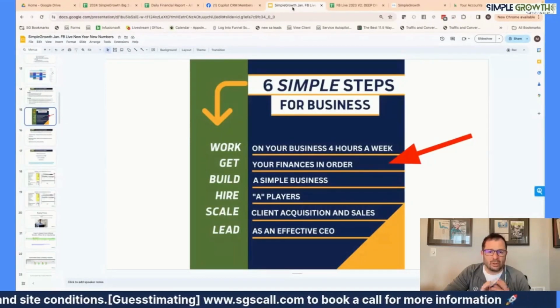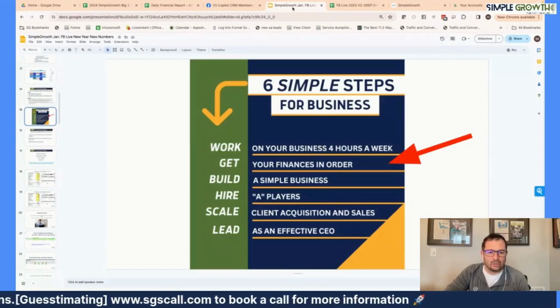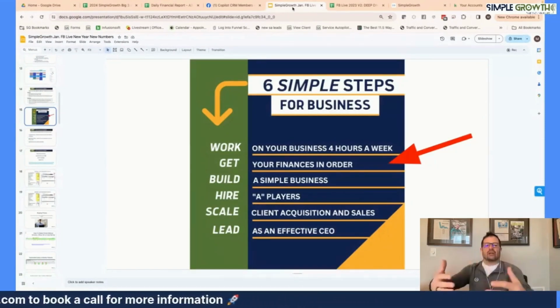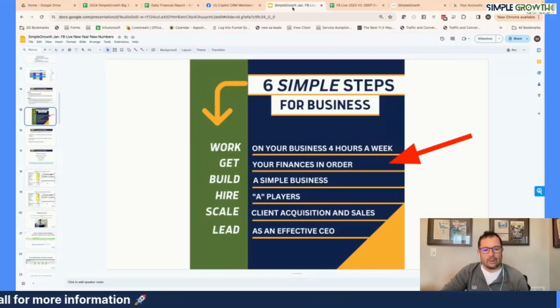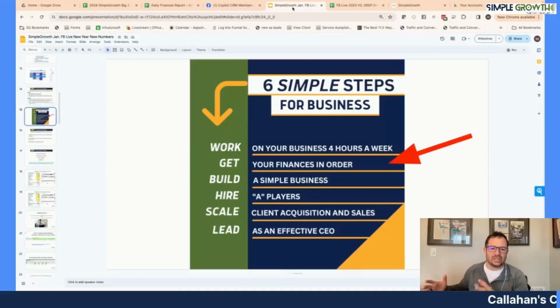So the first one is we want to be able to go in and work on the business, not in it, as Michael Gerber would say. Technically 4 hours a week, that's only 10% of your time. Ideally, you want to drive that up to 8 hours a week based on working on the business strategically. That's that strategic time.